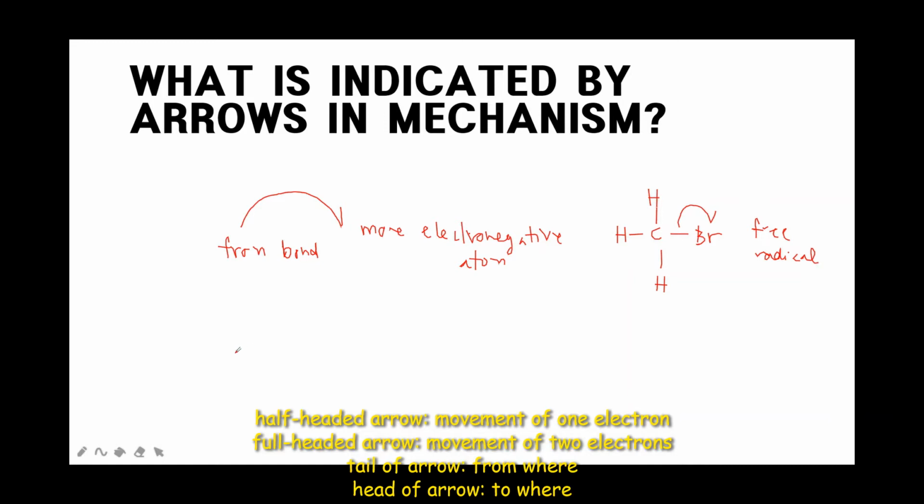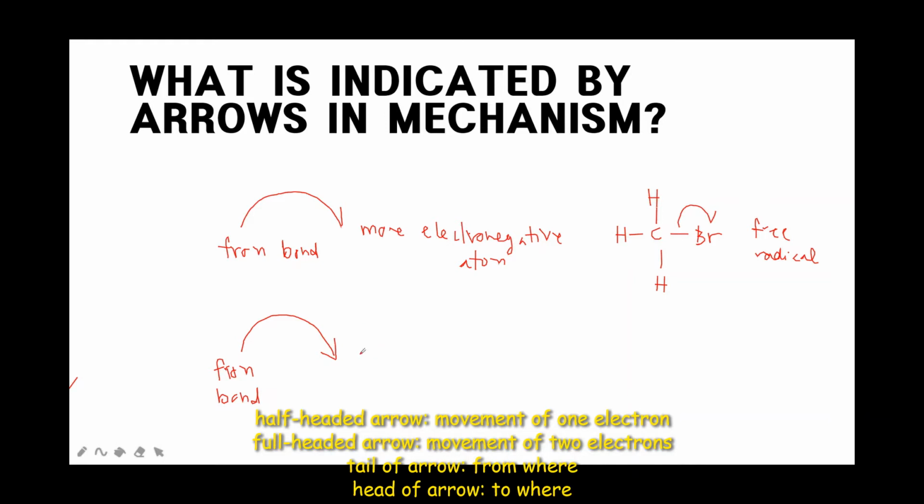Then if we have a full-headed arrow, sama macam tadi, the tail of the arrow indicates where the electron comes from. Usually it will come from a bond, and the head of the arrow will move to a more electronegative atom. As we can see here, this is a double-headed arrow, so it involves the movement of two electrons.